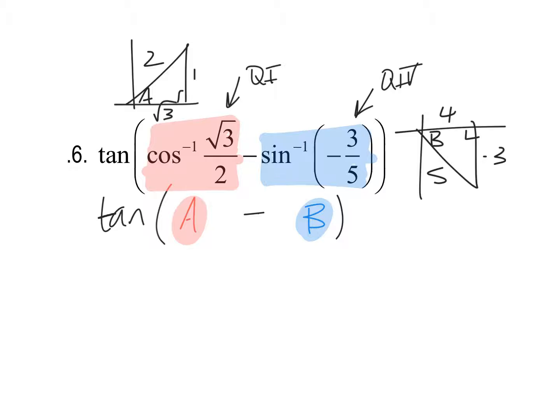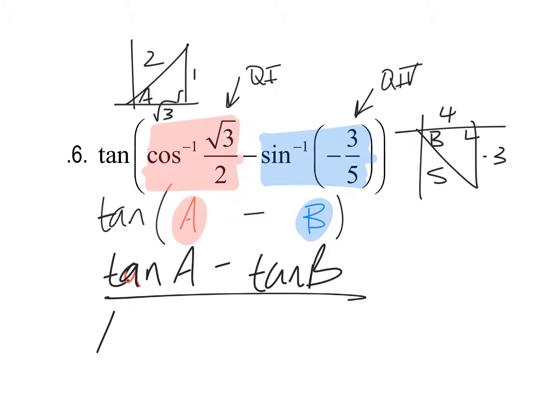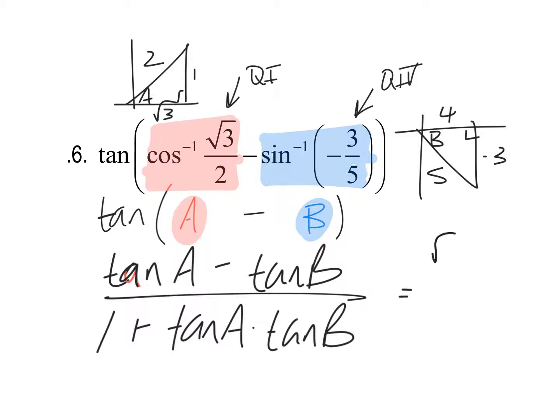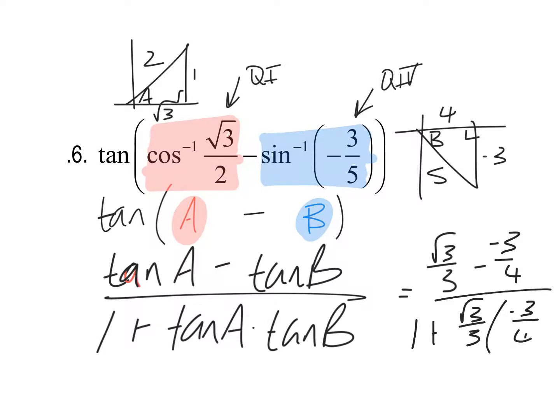What I'm going to do is apply my tangent A minus B formula. That means tangent of A minus tangent of B over 1 plus tan A, tan B. So tangent of A, looking at my A triangle, 1 over root 3, which is the same thing as root 3 over 3. Looking at my B triangle for tangent of B, negative 3 over 4. Yes, that's a double negative. I'll change it in a second. 1 plus root 3 over 3 times negative 3/4.